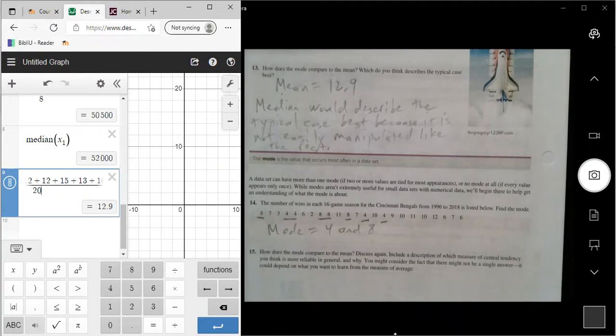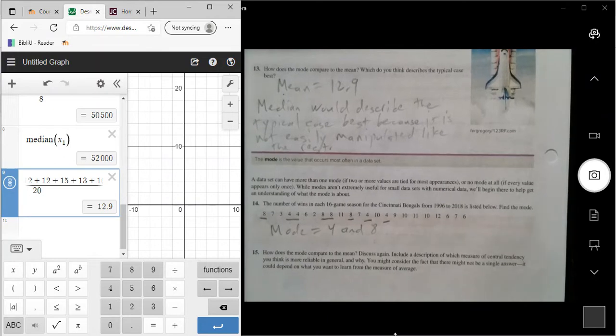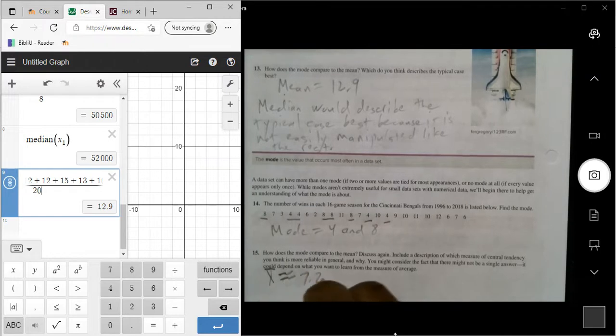Now 15, how does the mode compare to the mean? Discuss again, include a description of which measure of central tendency you think is more reliable in general and why. You might consider the fact that there might not be a single answer. It could depend on what you want to learn from the measure of average. Now we already know how to do the mean, so I'm just going to state what the mean actually is. The mean is approximately 7.2. That would be the mean.